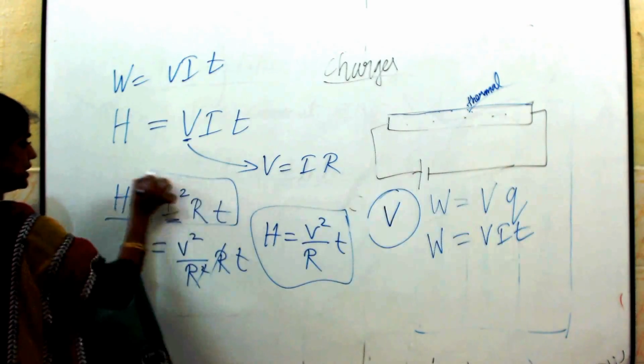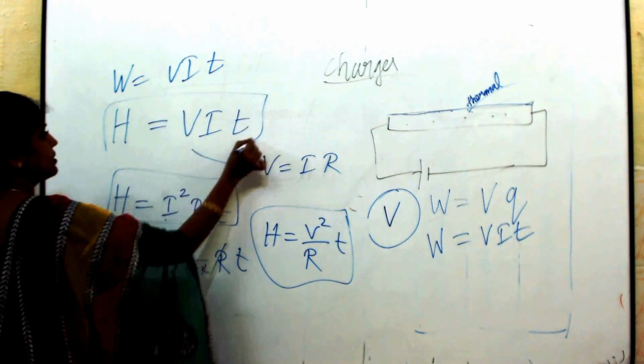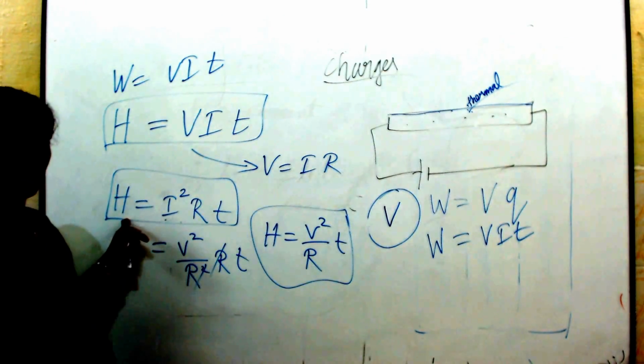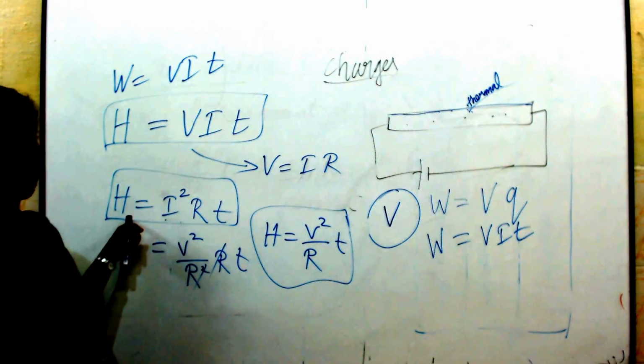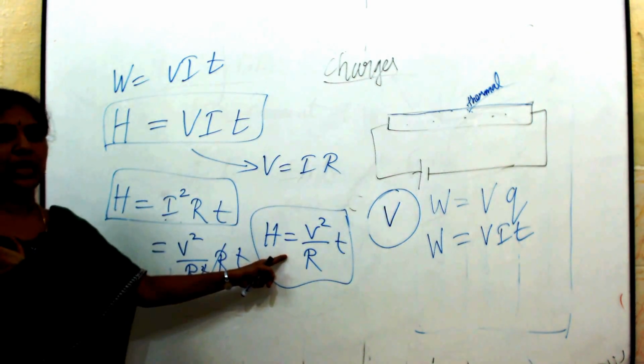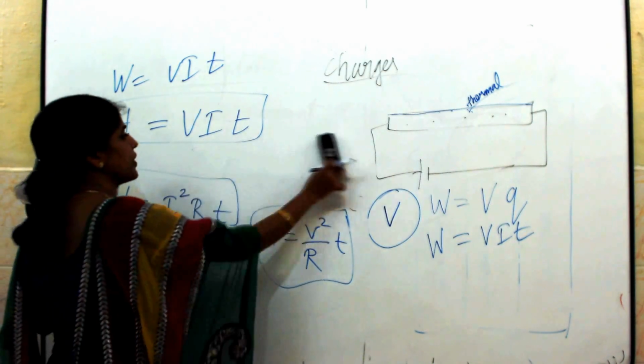So here H is equal to I square RT. H is equal to VIT. These three give you the heat produced whenever a current flows in a conductor. Clear? These three we call the Joule's law of heating.